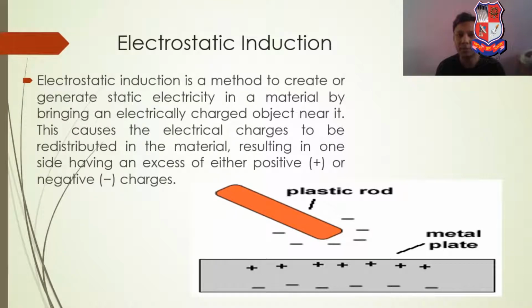object nearer to it. Simply, if I explain it, look at the figure: one metal plate is placed and one plastic rod is rubbed on the metal plate. Then the metal plate will generate static electricity. And if that metal plate goes to any negatively charged material, then an electrical spark will be generated.